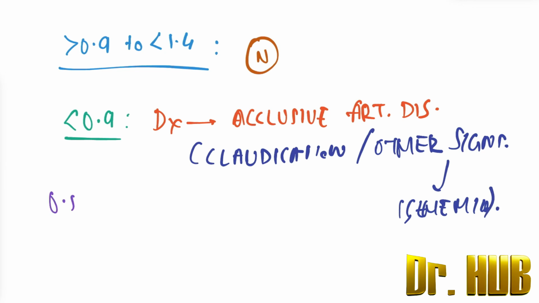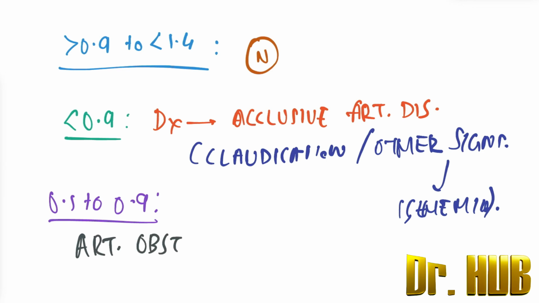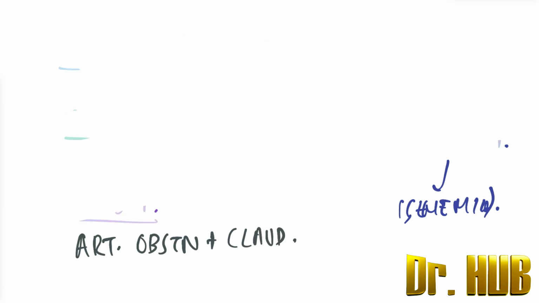Next, 0.5 to 0.9. Here there is arterial obstruction, often associated with claudication. Now when it is less than 0.4, there is critical limb ischemia.